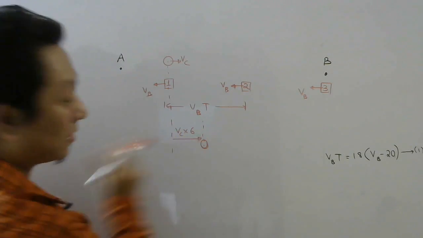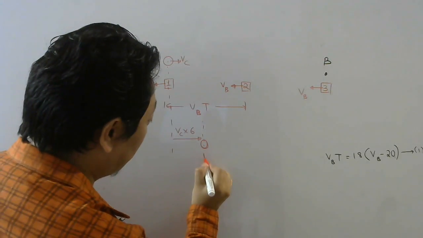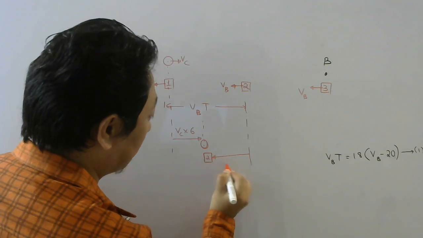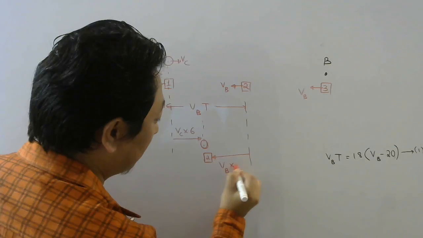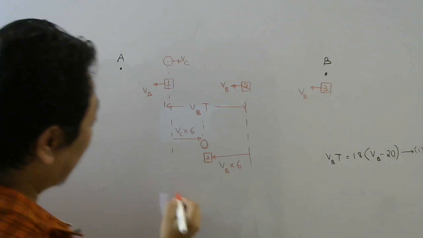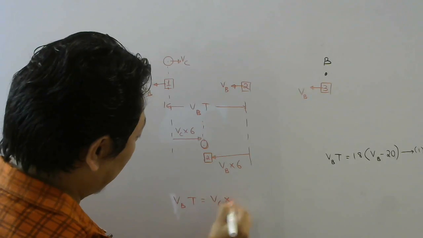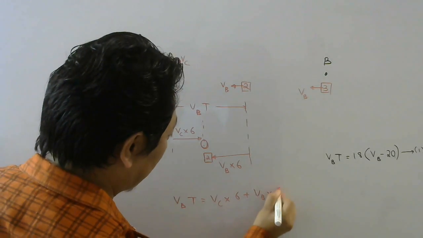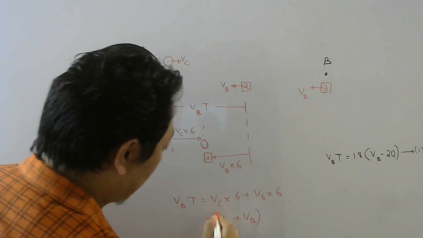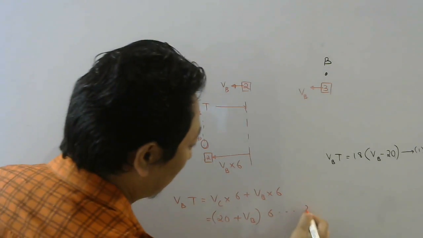Speed into time is distance covered. And during that time, second bus should cross the cyclist. So second bus must have reached here. Traveling what distance? Speed of the bus is VB, time taken is 6 minutes. And if you see carefully, this plus this should be this VBT. So now the next equation will be VBT is equal to VC into 6 plus VB into 6. And if I take 6 common, 6 into VC plus VB. And it was given VC is 20 km per hour. So this is your equation 2.